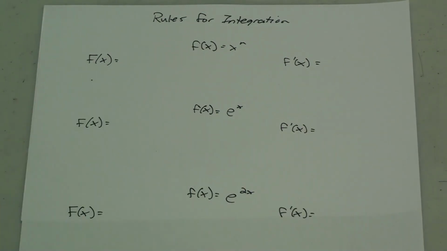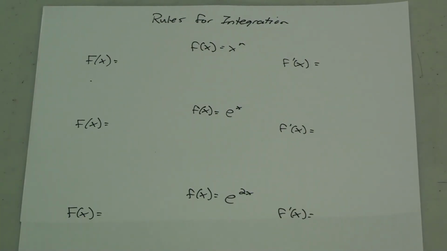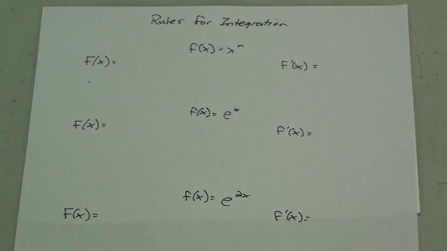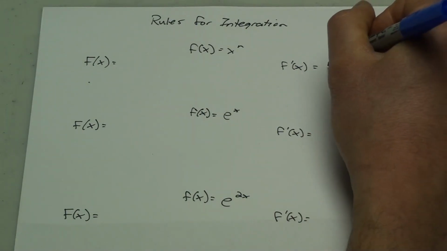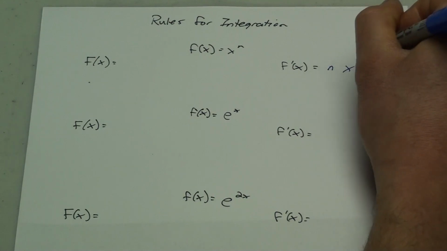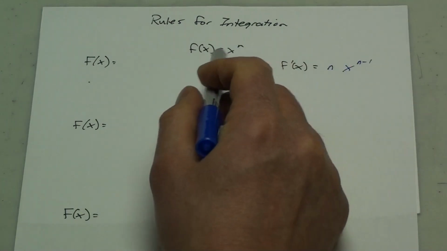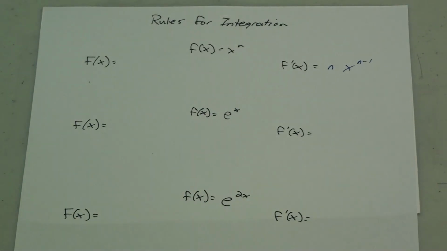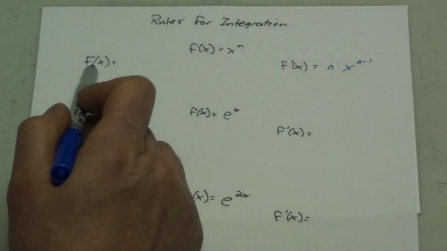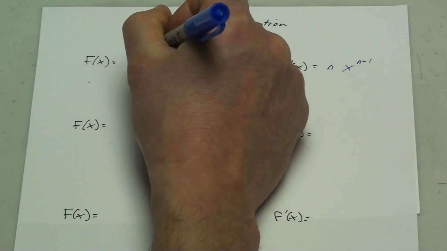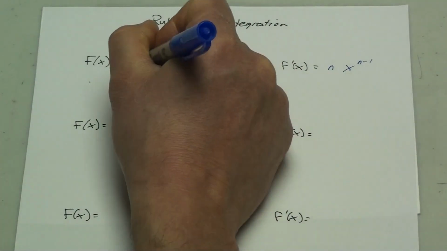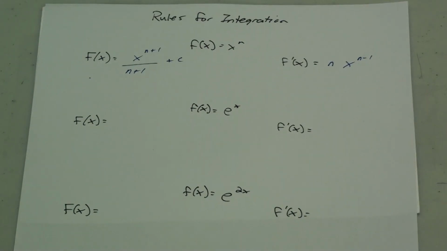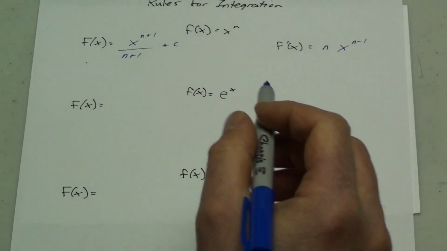Okay, yes, we have some rules of integration we're going to go over here. So I'll start with just a function, f of x equals x to the n. The derivative of that is n times x to the n minus 1. Bring your exponent down, multiply it, reduce the exponent by 1. The antiderivative of that would be: increase your exponent by 1, divide by the increased exponent, plus c.